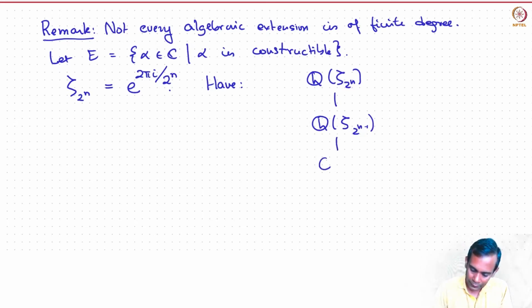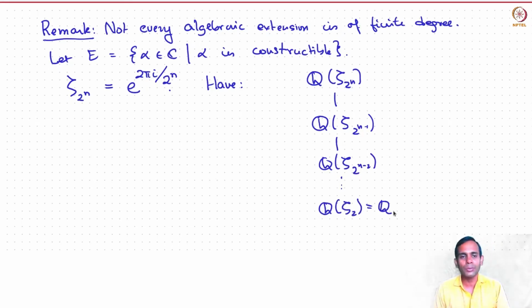And then Q(zeta_{2^{n-2}}) all the way down to Q(zeta_2). Zeta_2 is just minus 1, and so Q(zeta_2) is Q. And now how many steps do we have in this? We have exactly n minus 1 steps here.